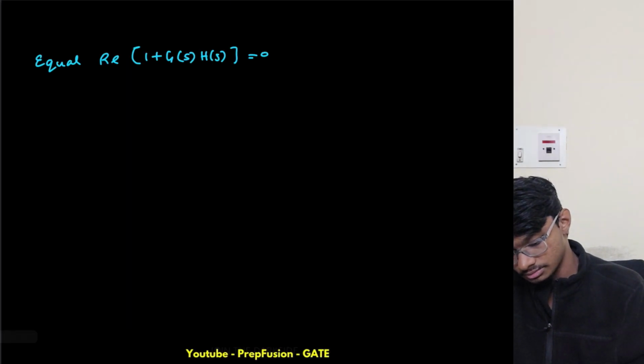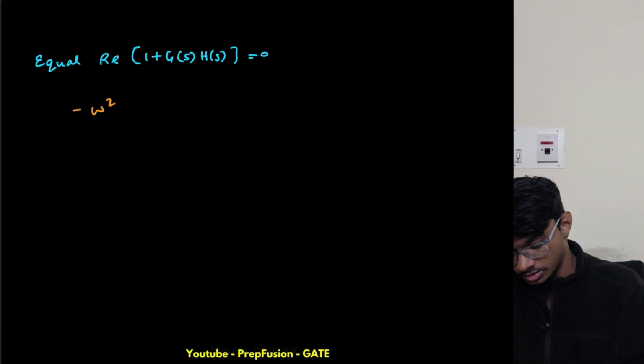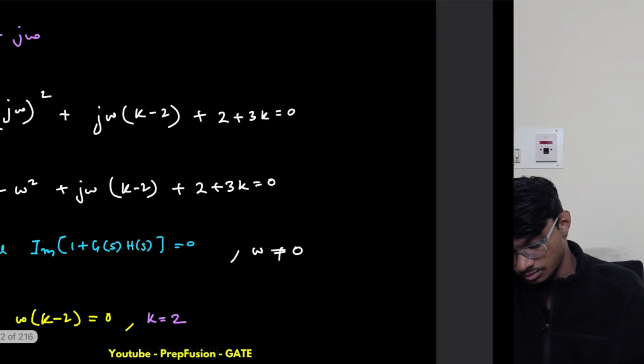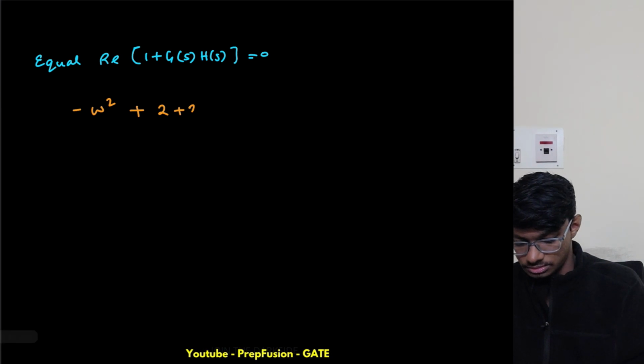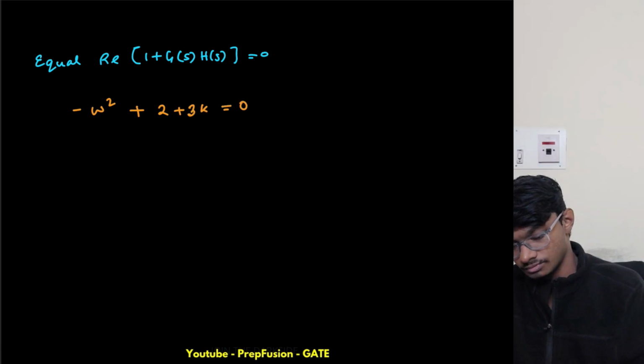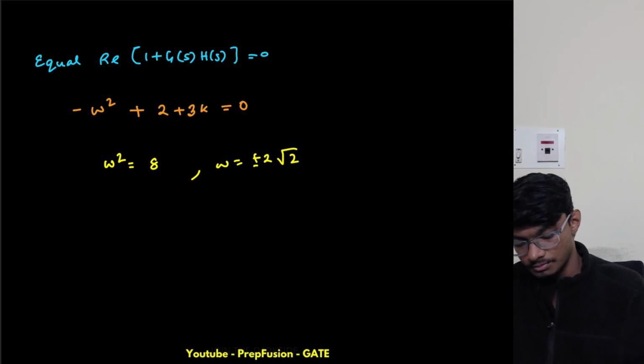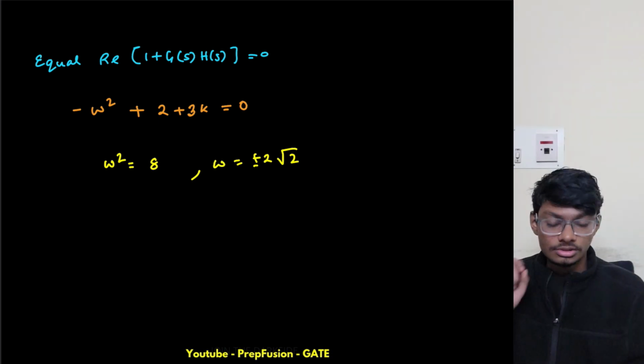So we'll write minus omega square plus 2 plus 3k equals 0. So what is my k? k is 2, right? So omega square equals 8. So omega equals plus minus 2 root 2, right? So omega equals plus minus 2 root 2. So this is what my omega is.